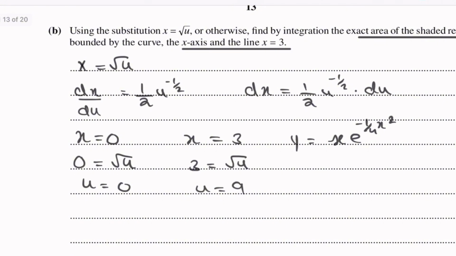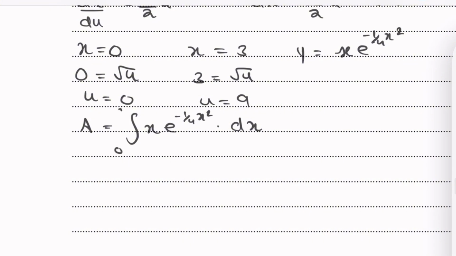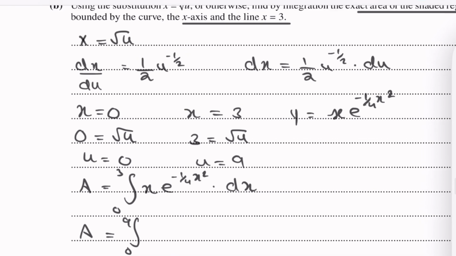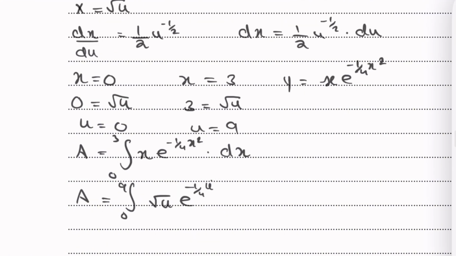Now if I want to integrate this, the area is going to equal the integral of the function taken with respect to x, and that's going obviously from 0 to 3. Now I'm going to use obviously the integration by substitution. So the area is going to equal, change the limits from 0 to 9, and instead of x we can put root u, e to the power of negative 1 over 4 times u, because x squared is going to be u, because root u squared is u.